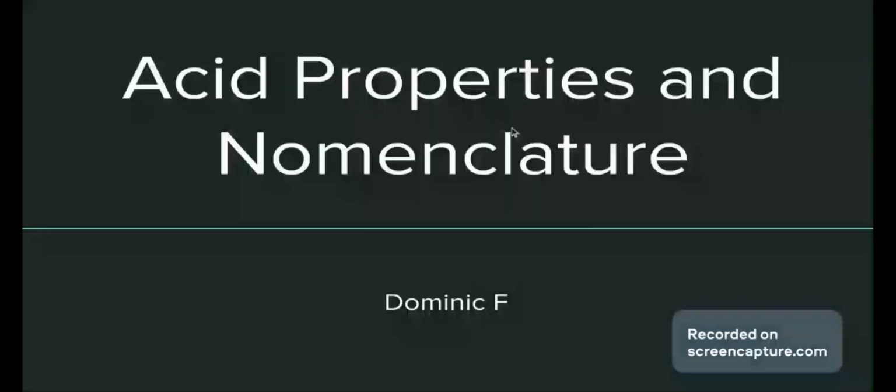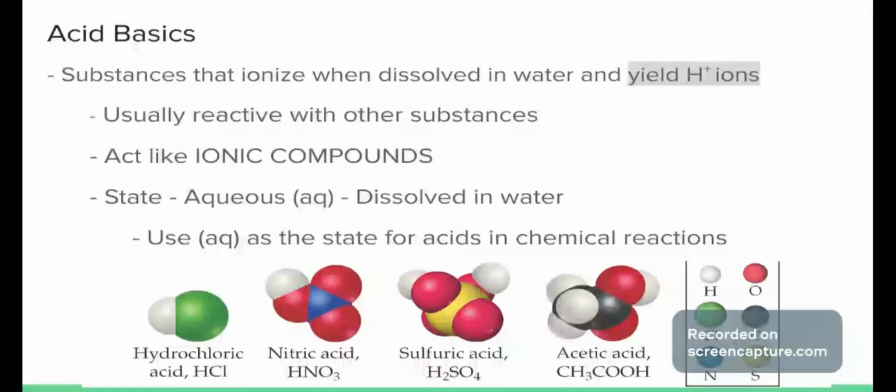So today I'm going to be talking about acid properties and nomenclature. So basically acids are substances that ionize, or break apart, when they're dissolved in water. And this yields hydrogen ions, positive hydrogen cations, which makes them very reactive with other substances. As you can see down here, all acids contain this hydrogen here.